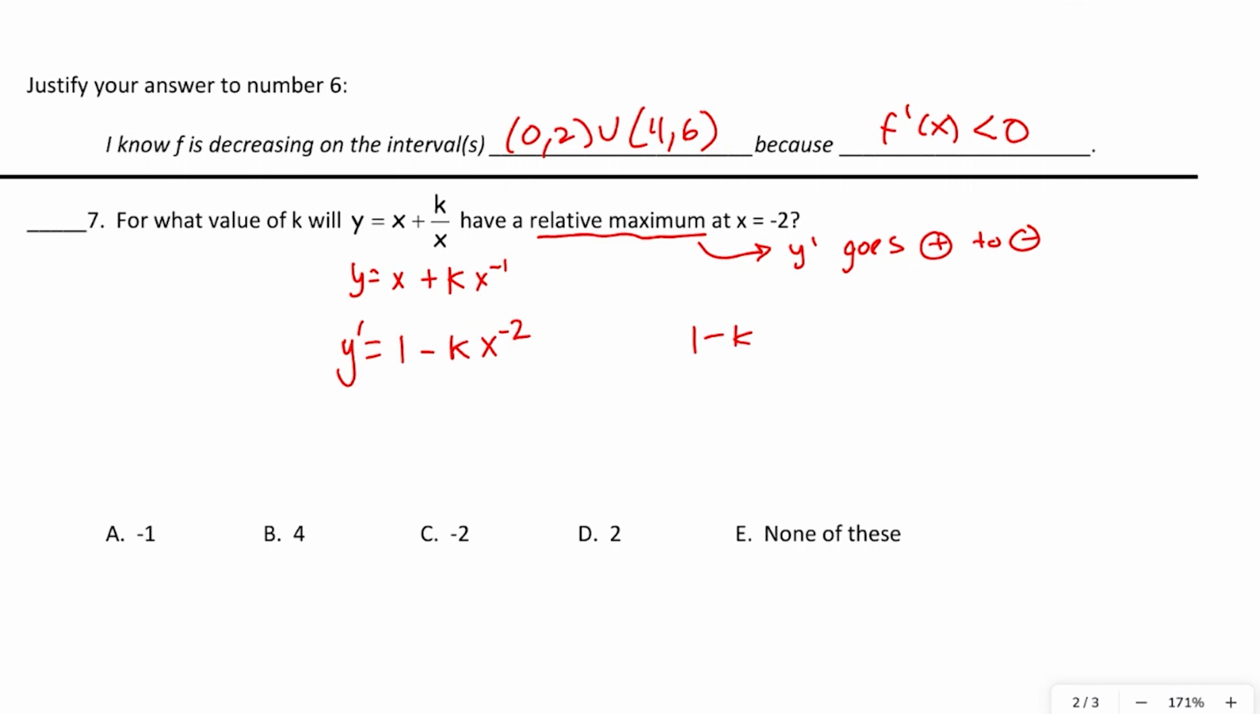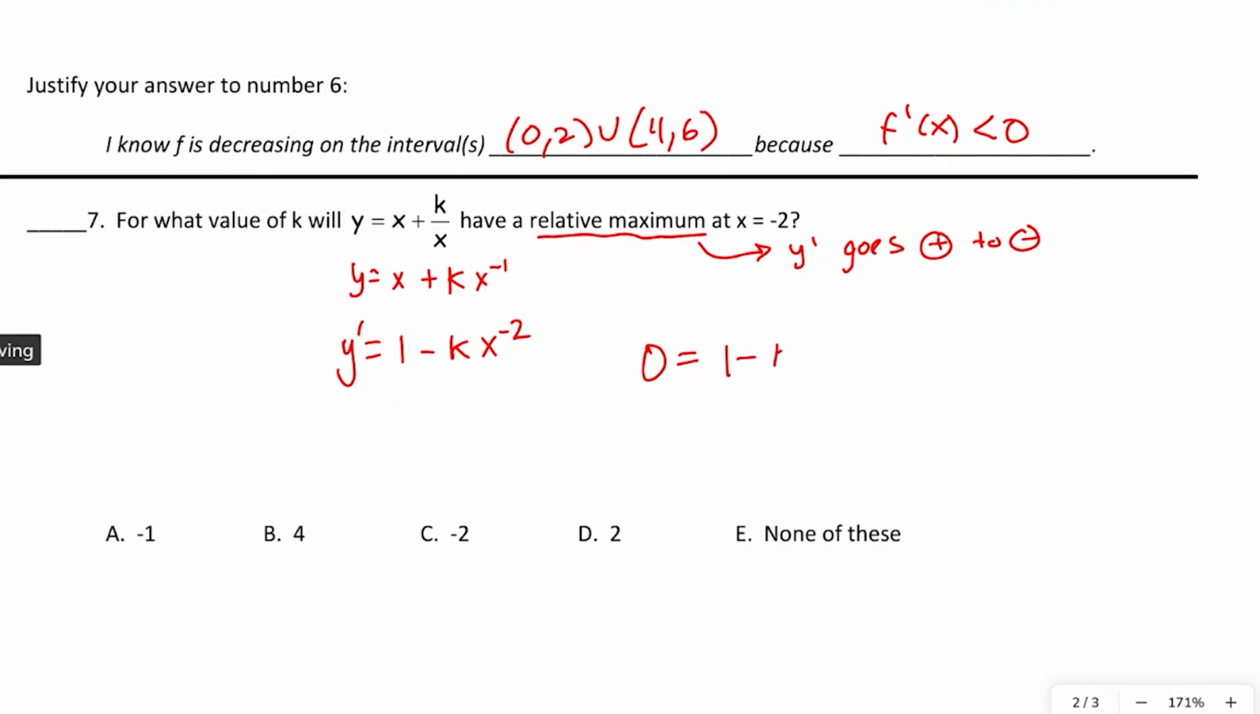Actually, I don't even have to do that. Let's back that up. We don't have to make a sign chart here because we just want to know if it's going from positive to negative. So let's find out what is happening, first of all, at x equals negative 2. If I plug in negative 2 here, I should get 0, right? In order for that to even be a maximum, by the way, y prime's got to be 0.